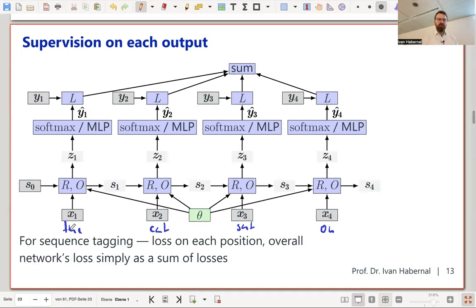So the part of speech of the is determiner, I guess. Cat will be a noun, sat would be a verb, on is a preposition, and so on. So this is the part of speech tagging, right?